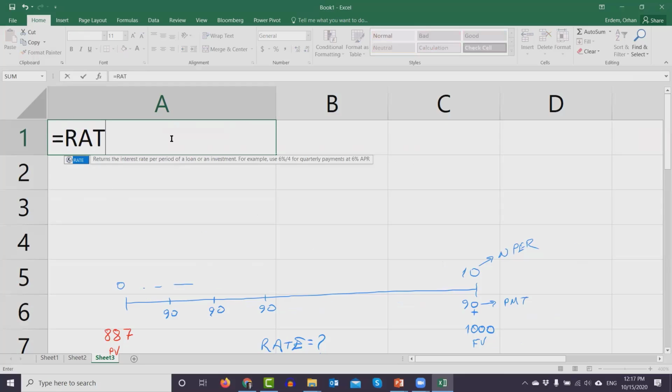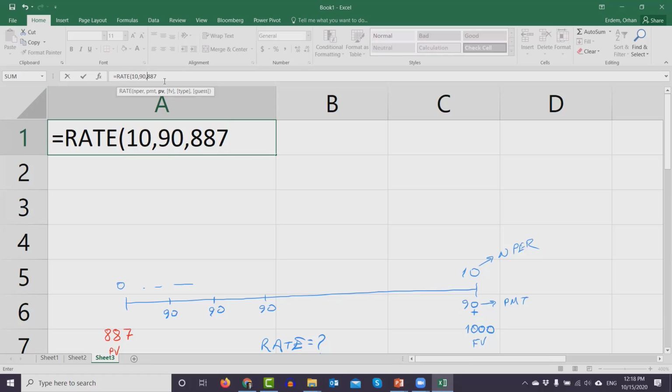Equal rate, open the parenthesis, and the first thing it's asking is number of periods, 10 years, PMT is $90, present value is $887. It must be with a negative sign just because it's something that the bondholder is paying. The future value is $1,000, it's positive. Please pay attention to two things.